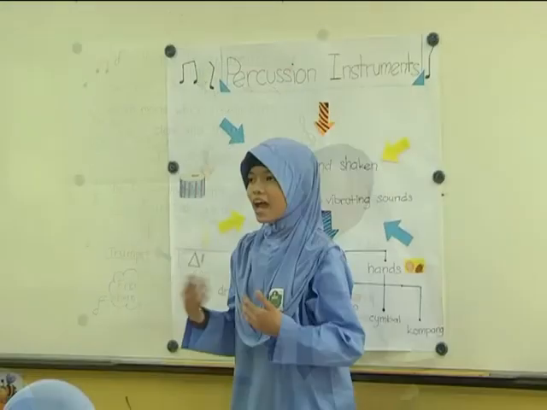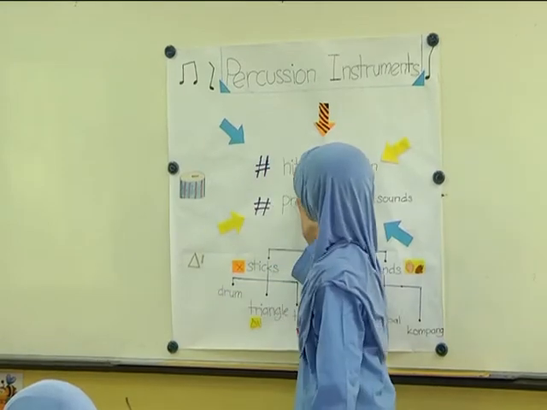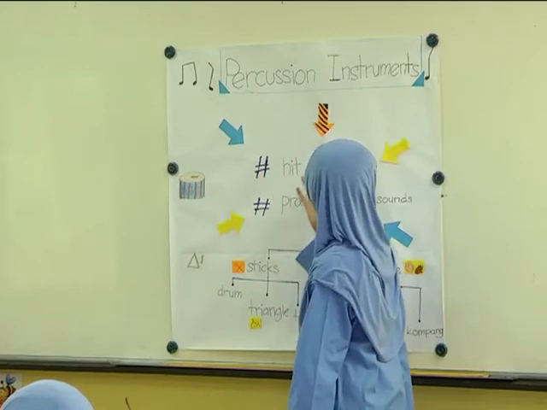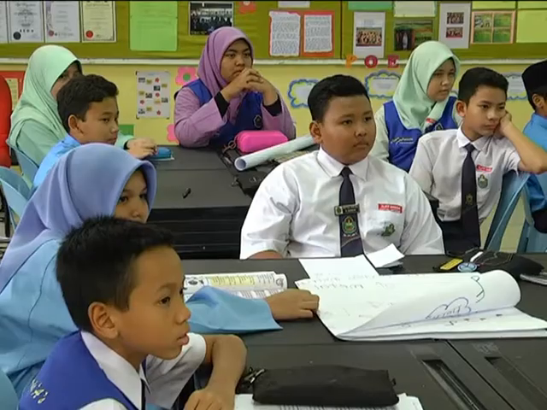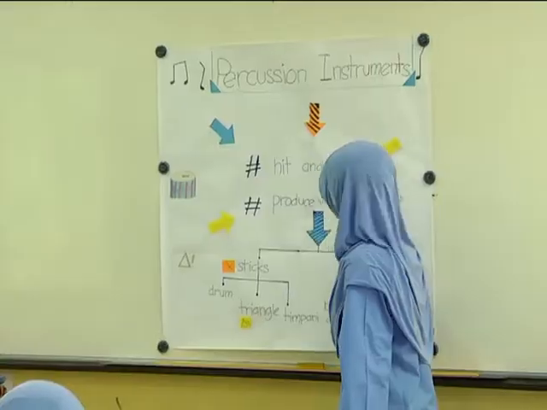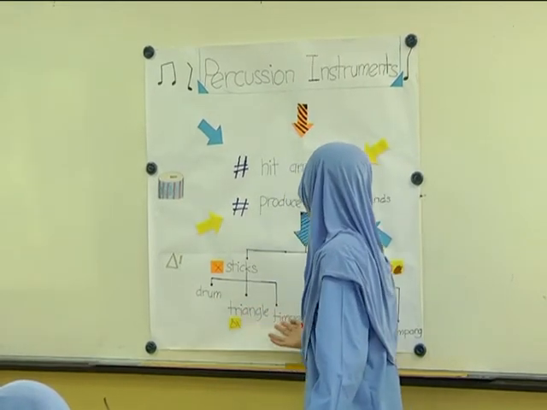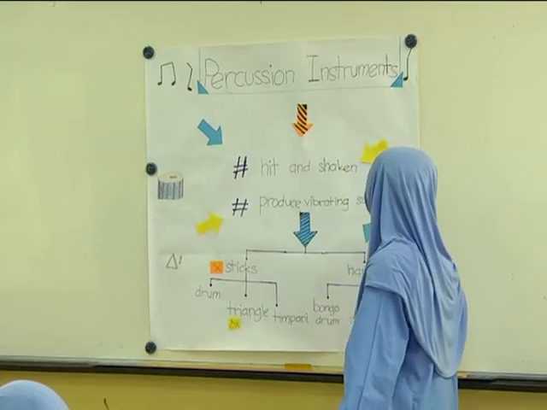Thank you. I want to tell you about percussion instruments. Percussion instruments are played by hitting and shaking. They produce a vibrating sound. Some of the examples are drum, triangle, timpani, bongo drum, cymbal, and compa.